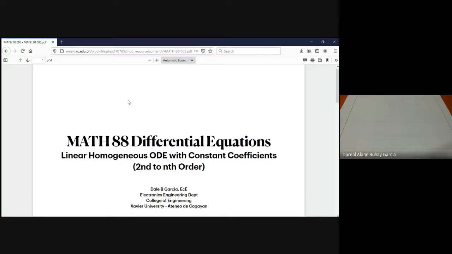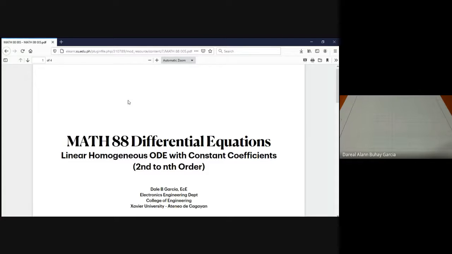This is our topic for today: linear homogeneous ODEs with constant coefficients. Second order, more particularly. But generally, we'll move on to higher orders a bit later. Okay. Focus sa una, of course, sa second order.